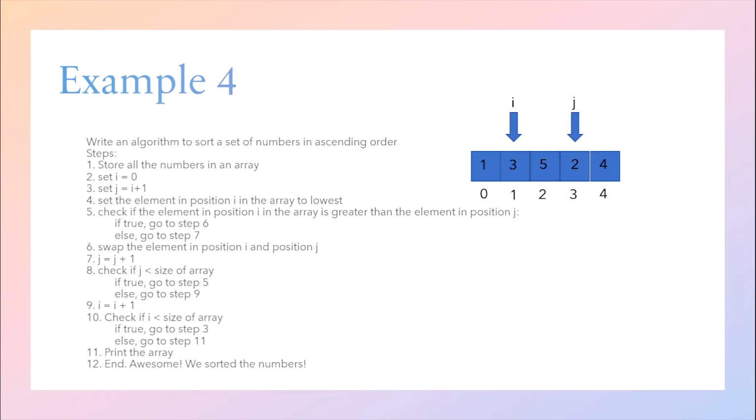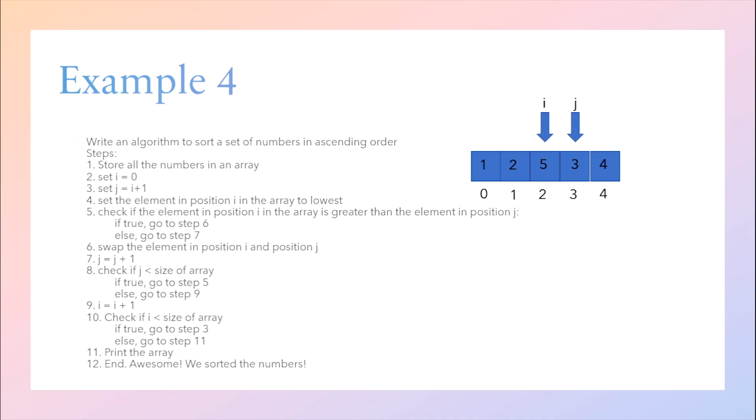So we go back and check if 3 is greater than 2. Because 3 is greater than 2, we swap them, and then we increase j, and we check if 4 is smaller than 5. So 4 is smaller than 5. So we go back and check if 2 is greater than 4, but it's not greater than 4. So we just increase j again, and since j will be 5 after that, it's going to go outside the array. So we're going to increase I and set j equals I plus 1. And now our third element is the lowest element.